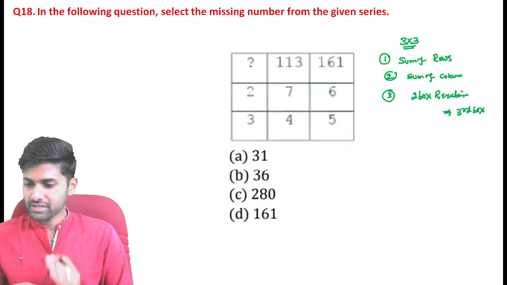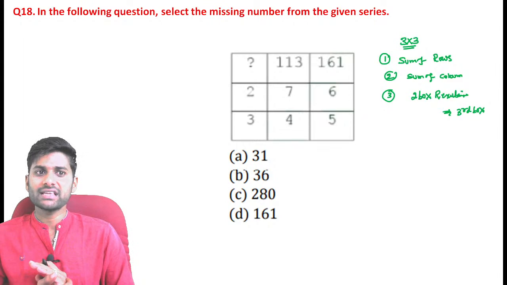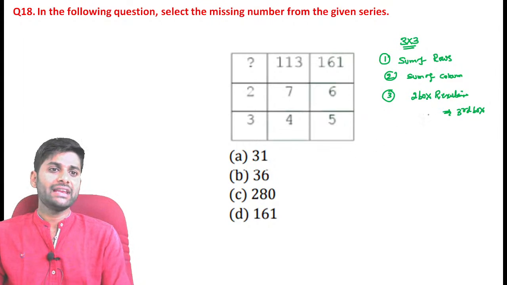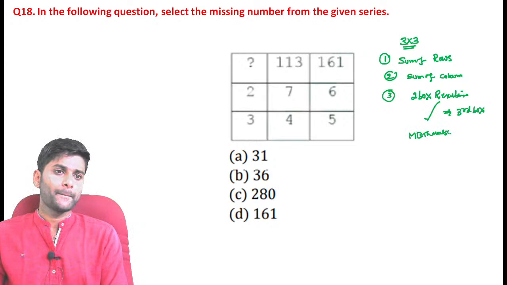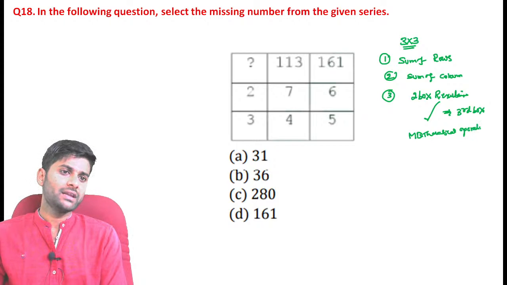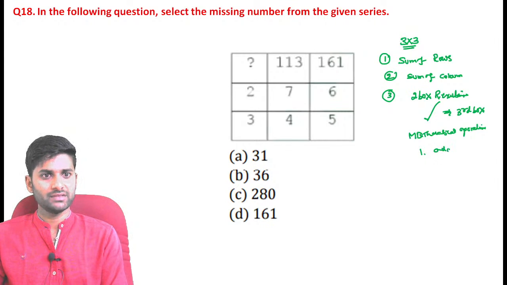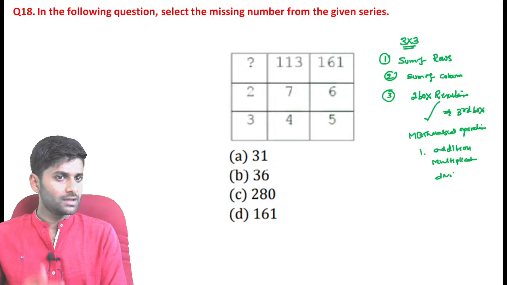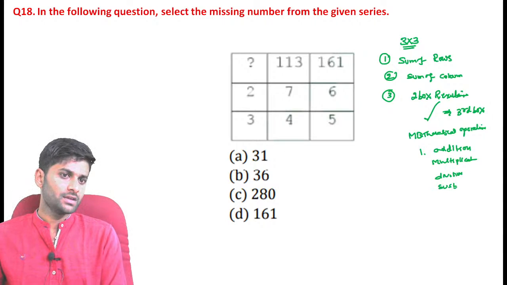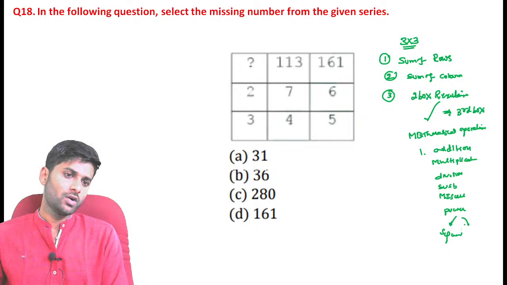Remember, either the sum of rows, the sum of columns, or any two boxes' resultant is exactly equal to the third box's resultant. Resultant means definitely a mathematical operation. Mathematical operation means any two boxes' addition equal to the third box, or multiplication, division, subtraction, miscellaneous, or a powers based concept. Powers means we can represent it as either squares or cubes.